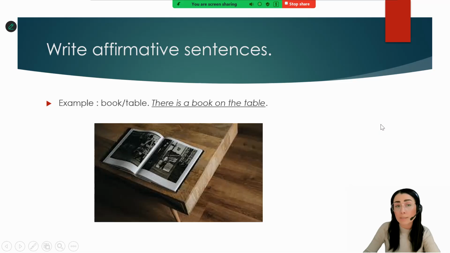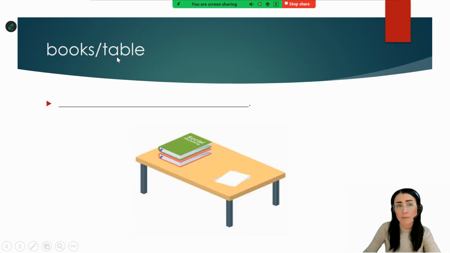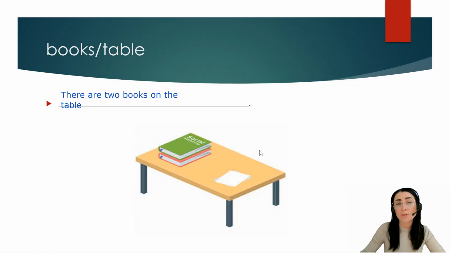Now make your own sentences. Books, tables. Can you make it in plural form? Check your answer. There are 2 books on the table. Or you can just say there are books on the table. Or there are some books on the table. All these options are possible.